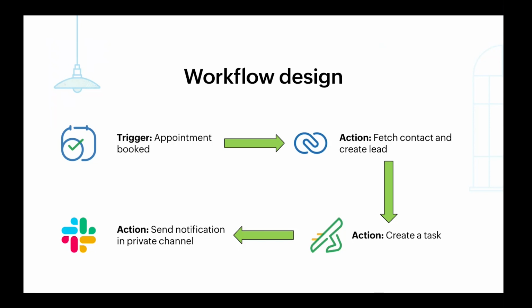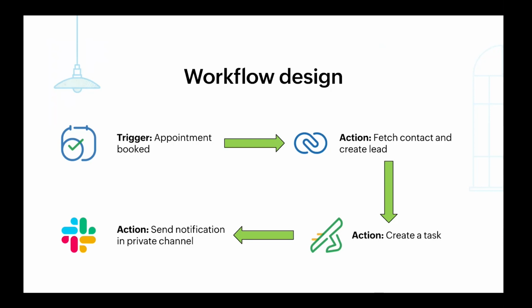A trigger: an appointment is booked in Zoho Bookings. I would like to check the details of the contact in Zoho CRM and check if they're a lead or not. If they're not a lead, create a lead, then create a task in Sprints and send a notification in the private channel.